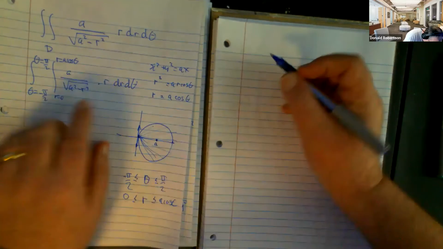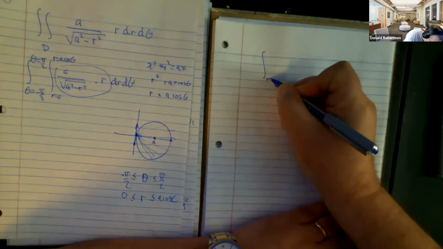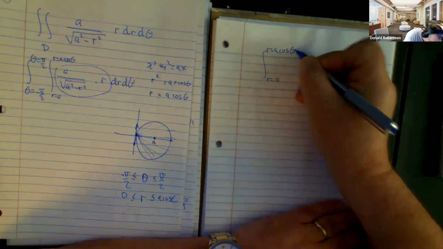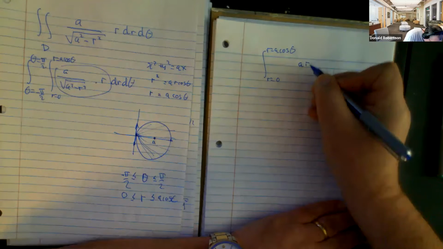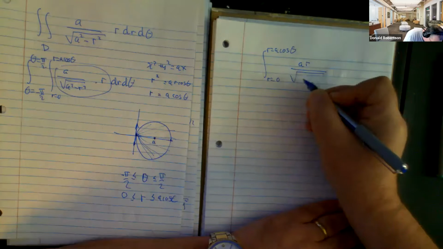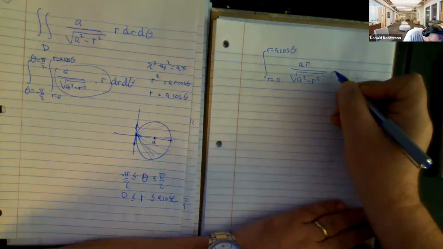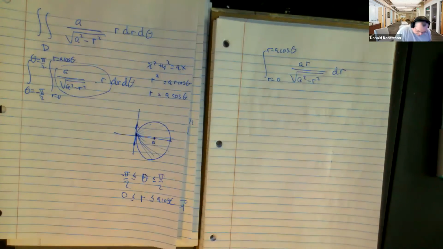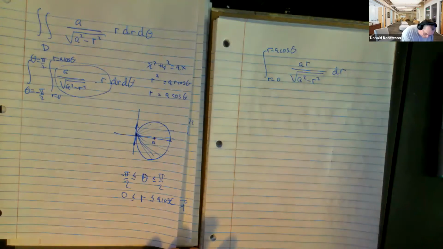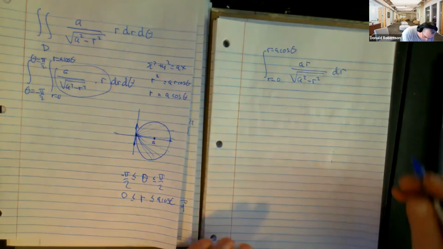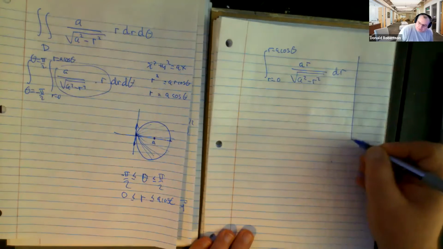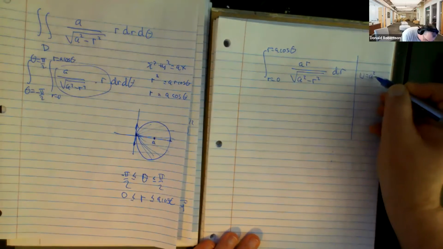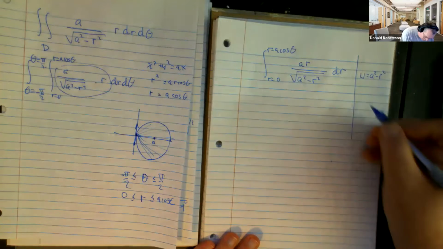So we have this to deal with. Let's just do it on its own. r equals 0 to a cos theta, and a r over the square root of a squared take away r squared dr, right? I'm forgetting about the d theta right now. We're just going to do that. Would you agree this is going to be a u substitution? So differentiating with respect to r gets me that.